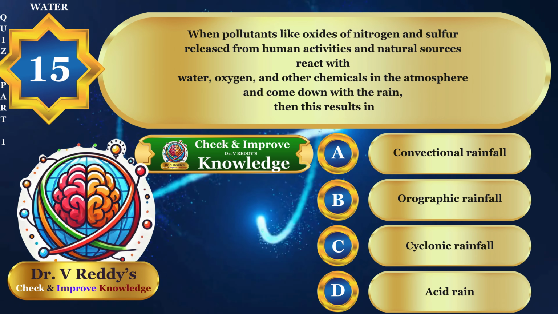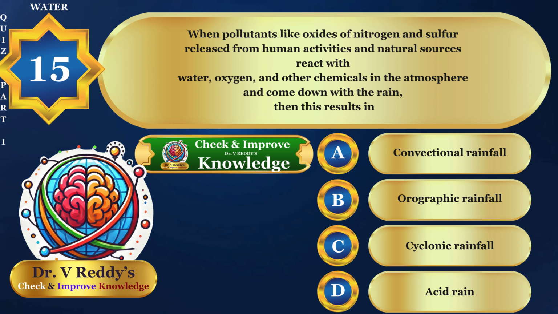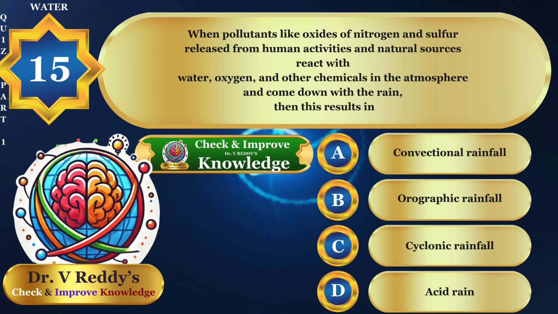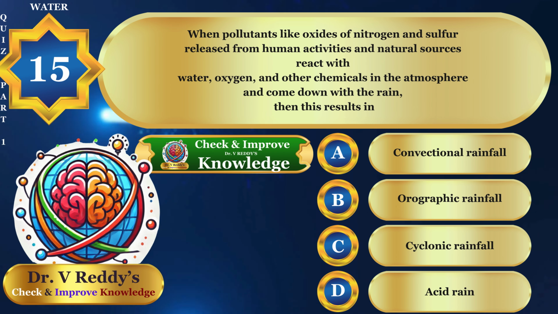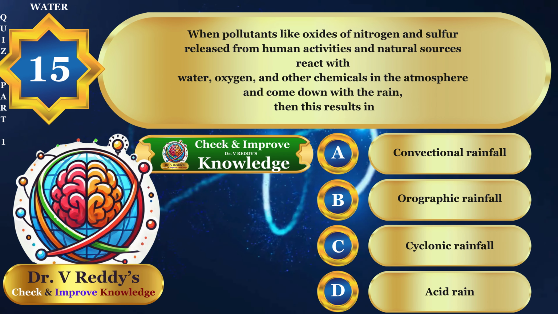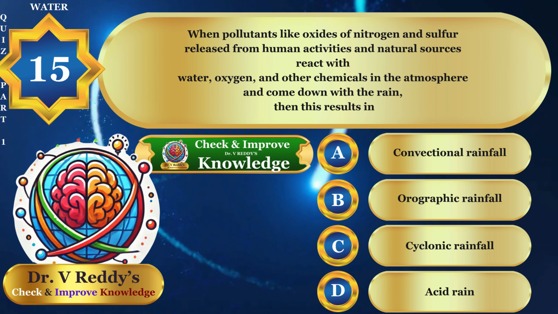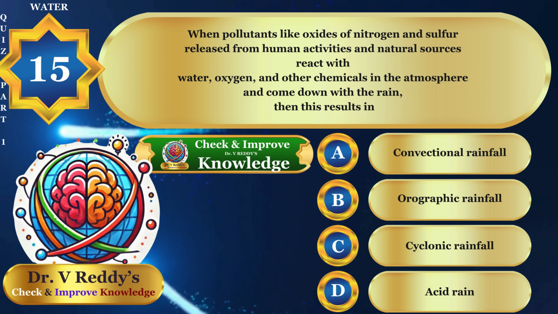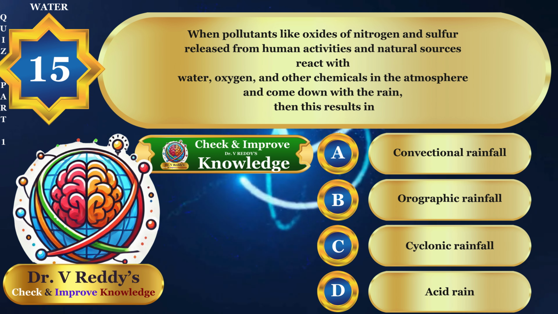15. When pollutants like oxides of nitrogen and sulfur released from human activities and natural sources react with water, oxygen, and other chemicals in the atmosphere and come down with the rain, then this results in A. Convectional rainfall, B. Orographic rainfall, C. Cyclonic rainfall, D. Acid rain.